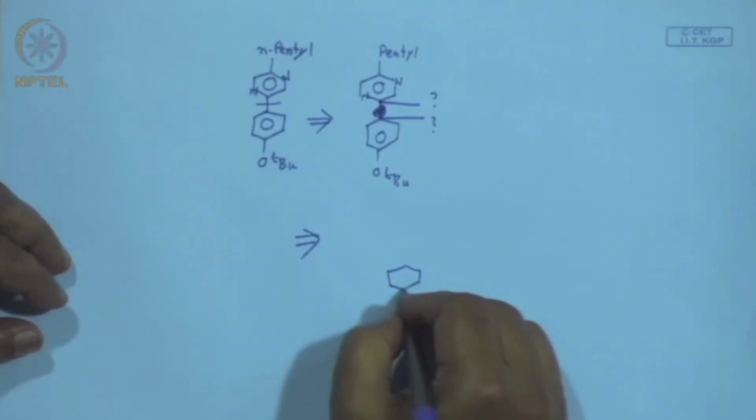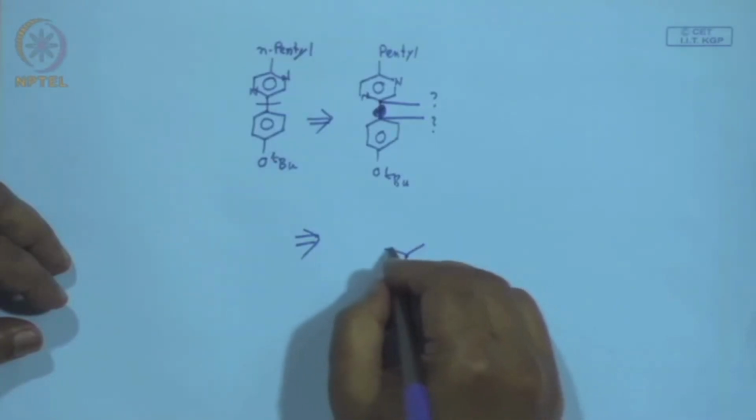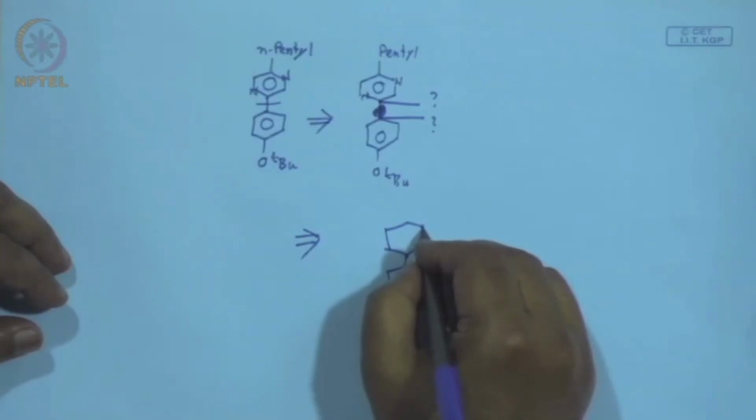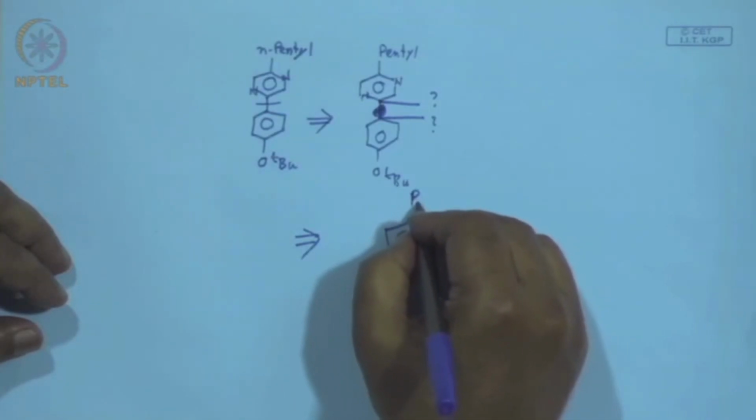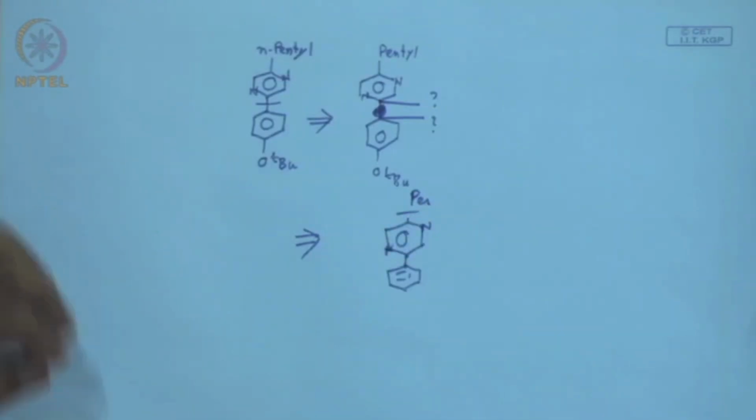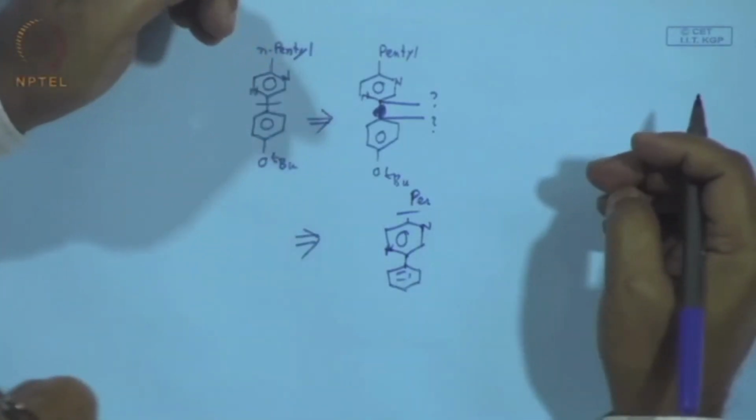Other possibilities could be, this is also pentyl. That means, we can also think of, because at one point that connection between the sp2 and sp3 was tough. Now, both Suzuki and Negishi are well developed for making a CC bond between the sp2 and sp3. So, that means, the options are wide open now.